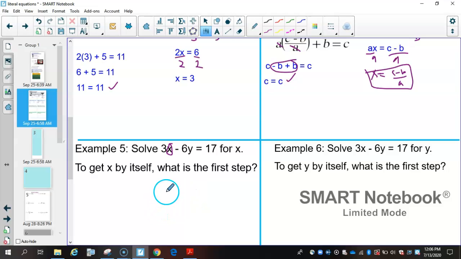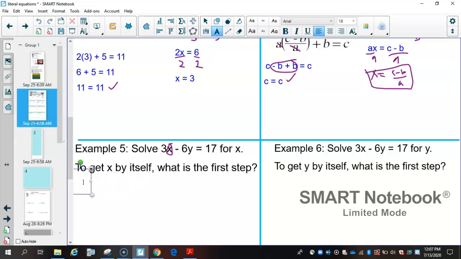I'm hoping that you were thinking it's something to do with this term, just like these two examples. You may have been confused on how exactly to go about that, and that's okay. I'm going to show you. So first, I do want to answer the question. Move 6y. That would be the answer.